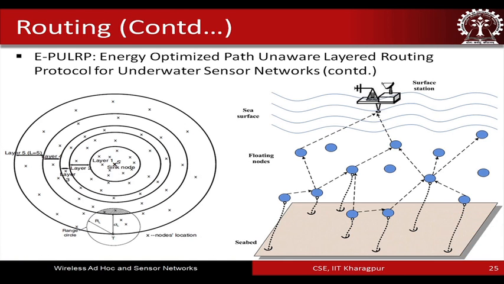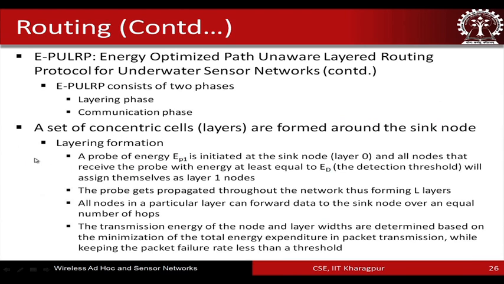This is how the EPULRP protocol looks diagrammatically. In terms of the architecture, these are the anchor nodes to the seabed, and these are the floating nodes. These floating nodes can communicate with the anchor nodes, and these nodes can send the data to the surface sink. But what is interesting to see is, on the left hand side, the layers formed around these different nodes in the ocean column. There are different concentric layers: layer 1, layer 2, layer 3, layer 4 and layer 5. So, how are these layers formed? We are going to look at this shortly.